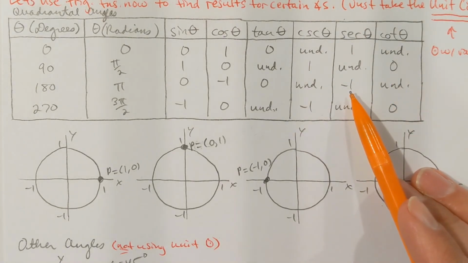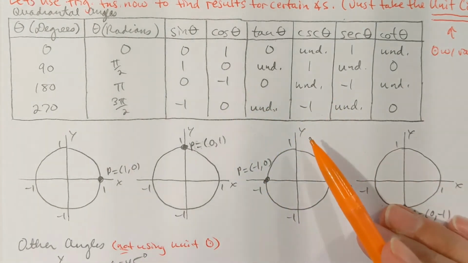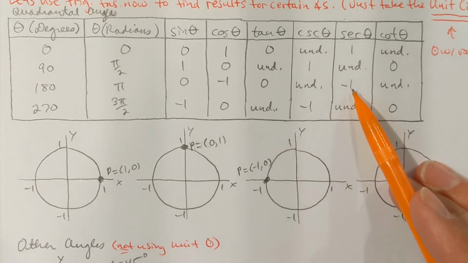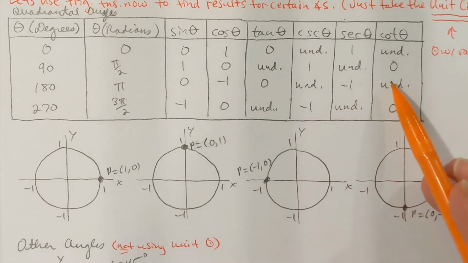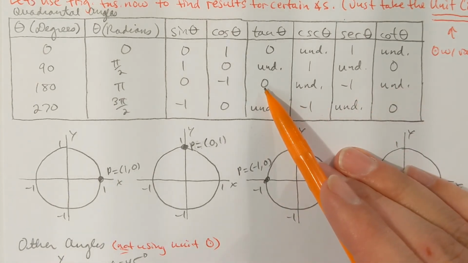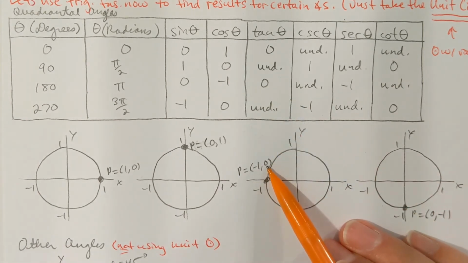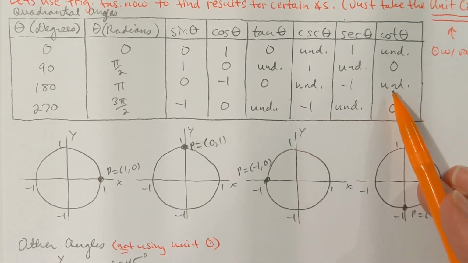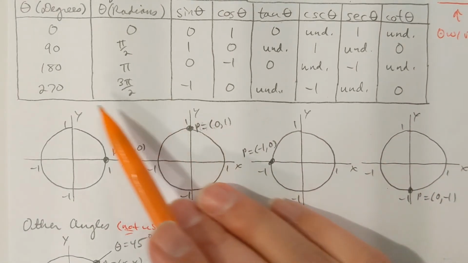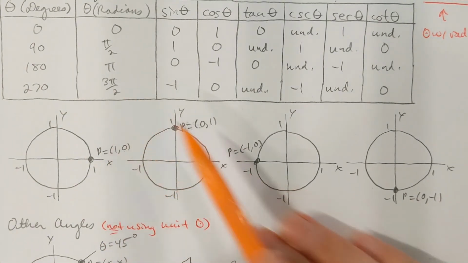Secant of pi would be the reciprocal of cosine of pi. So it's going to be r over x. R is 1, x is negative 1. 1 over negative 1 is negative 1. Cotangent of pi would be the reciprocal of tangent of pi. It's going to be x over y. We can't divide by 0, so cotangent of pi is undefined. Okay, and then 270 degrees is the same as 3 pi over 2 in radian measure.